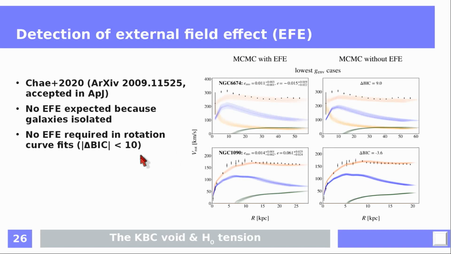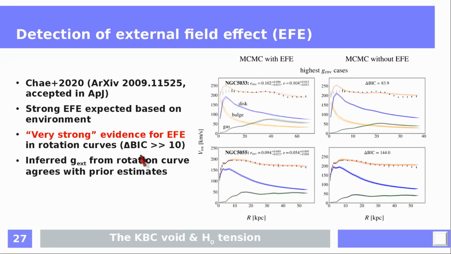Now, looking to the more interesting case of galaxies where there is supposed to be a strong external field effect based on what is around them, here there is very strong evidence for the EFE just looking at the rotation curves. This is apparent in that if you don't have the EFE, it's not possible to match the data properly. But if you include it, then you can get a very good match. The Bayesian information criterion, if it's more than 10, then there is very strong evidence for this extra parameter. The actual values are, in this case, 84 and 144.